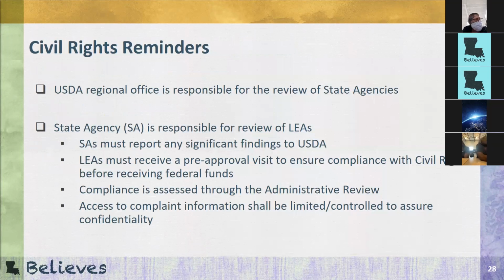A few civil rights reminders include: 1, the USDA regional office is responsible for the review of state agencies. 2, the state agency is responsible for the review of SFAs. The state agency must report any significant findings to USDA. CNPs must receive a pre-approval visit to ensure compliance with civil rights before receiving federal funds. And compliance is assessed through the administrative review.